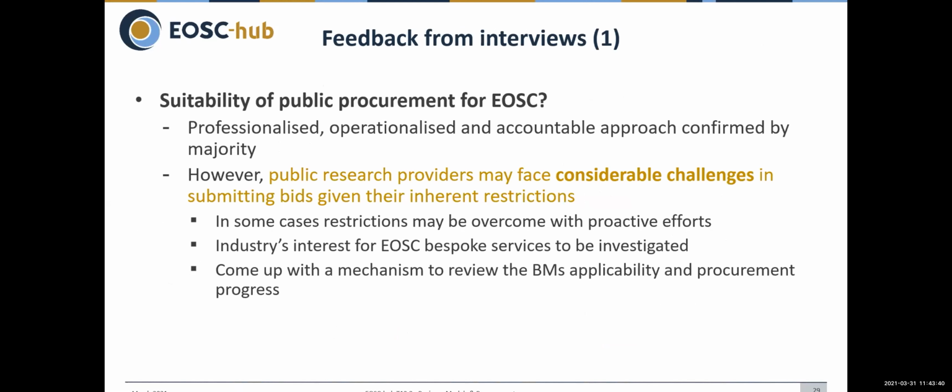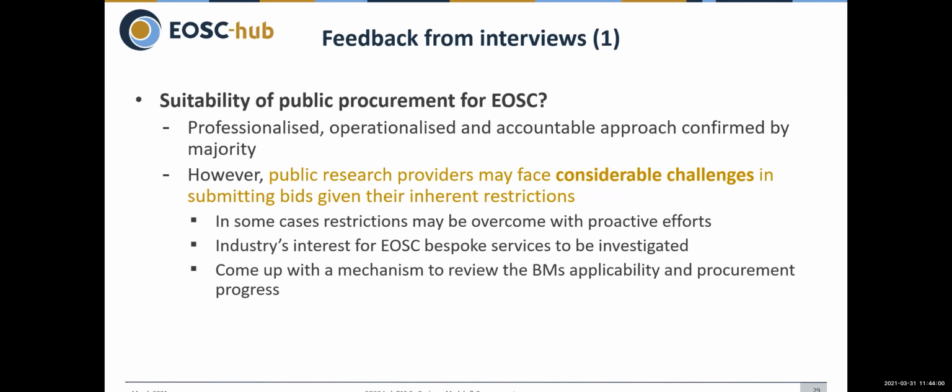Three slides on the feedback from interviews. We have conducted around 15 interviews with key stakeholders from different categories: infrastructure providers, policymakers and funding agencies, people from ministries as well, user communities, procurement experts.